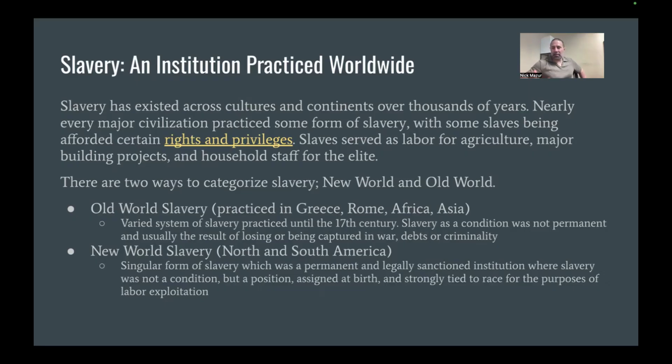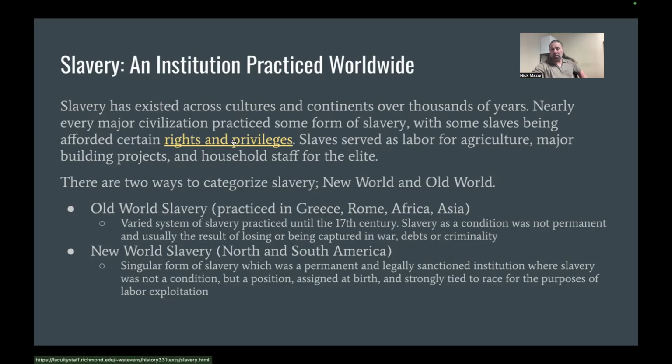So when we're thinking about that type of slavery, we want to understand that it's not permanent, right? Somebody could get out of slavery. They could be purchased out of slavery. They could buy their own freedom. They could earn their own freedom, right? Through manumission. And these are also individuals who had limited sets of rights, right? There were certain protections that were afforded.